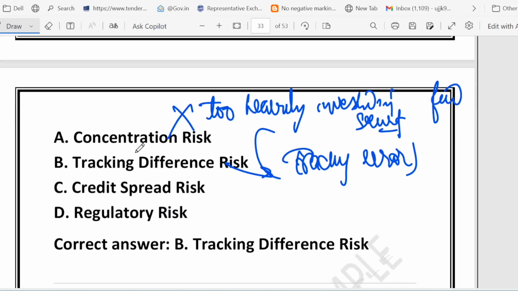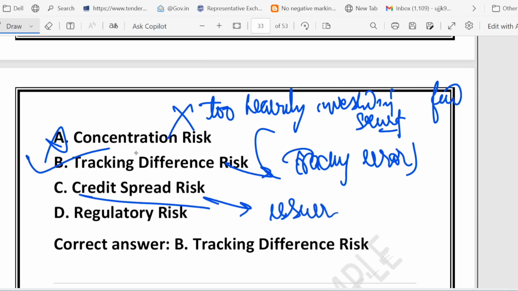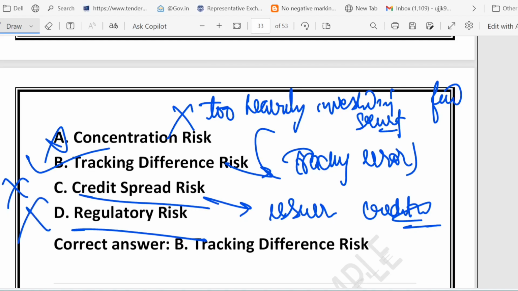What about option C, credit spread risk? No, because credit spread risk is the risk of bond price changing due to a change in the creditworthiness of the issuer. While important in general bond investing, in an index-linked bond portfolio the main goal is tracking the index, not outperforming based on spread. What about regulatory risk? Regulatory risk is the risk of losses due to change in law or regulation. It is important for the fund manager, but it is not the primary risk.